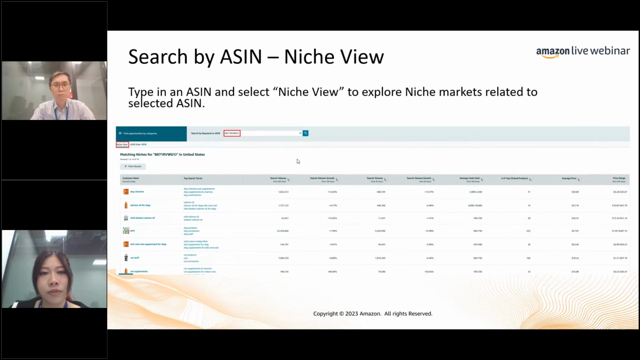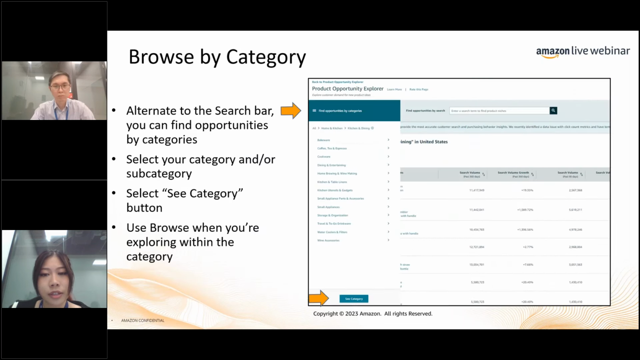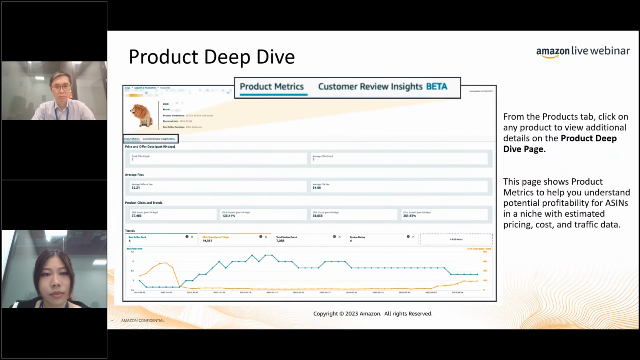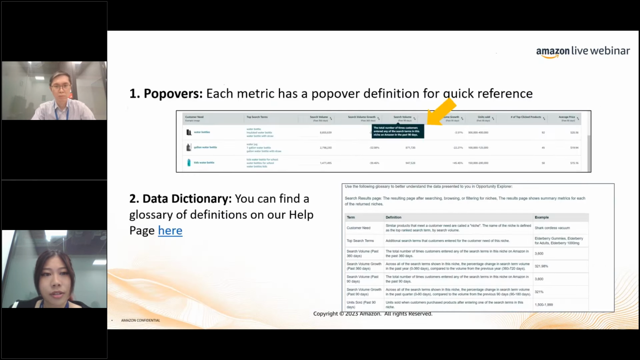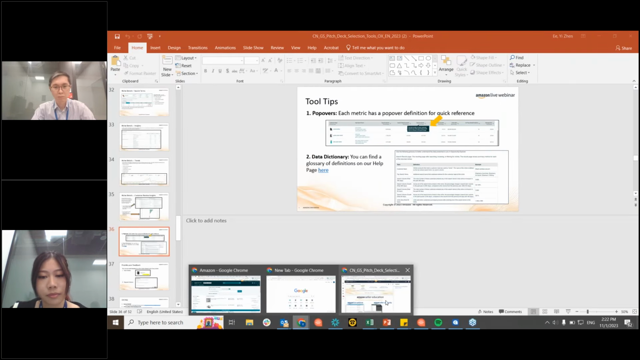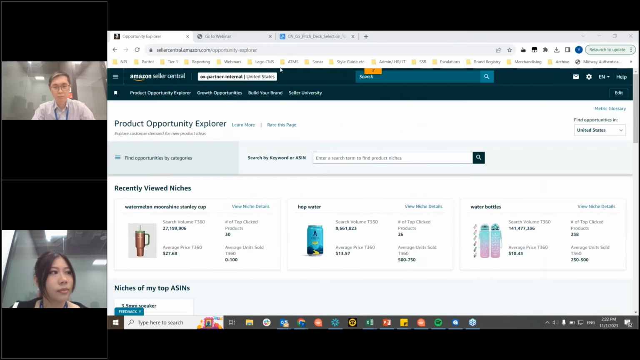Okay, this one is niche view. I think this one I can cover in the demo. I can do a quick demo. Yeah, okay, let me just do a quick demo now. I think it's easier for you guys to understand. Okay, I believe that you guys should be able to see my screen right now.